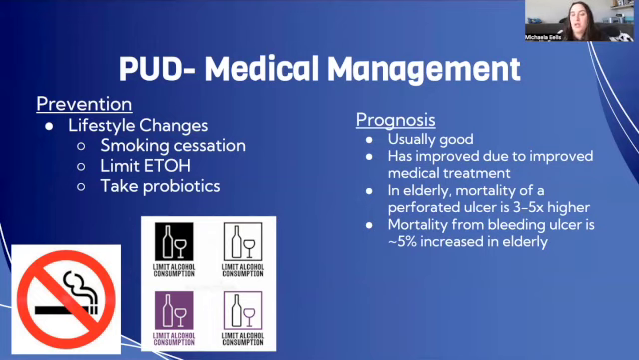Prognosis is usually good. It has improved due to improved medical treatment. However, in the elderly, the mortality rate of a perforated ulcer is 3 to 5 times higher. And mortality from bleeding ulcers is approximately a 5% increase in the elderly.